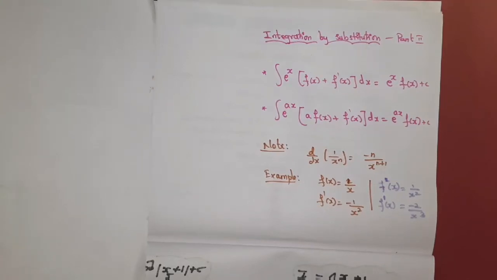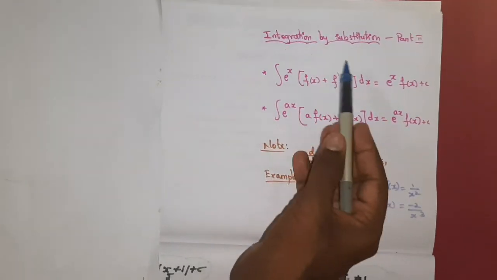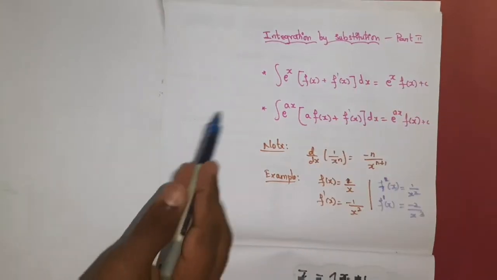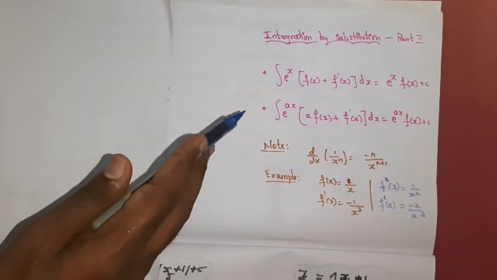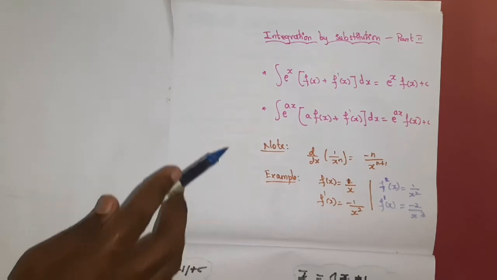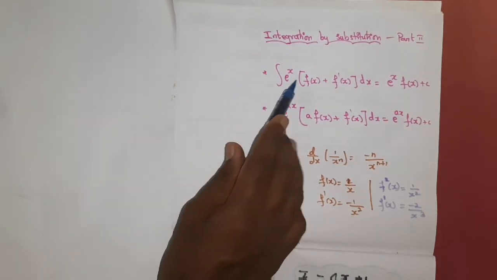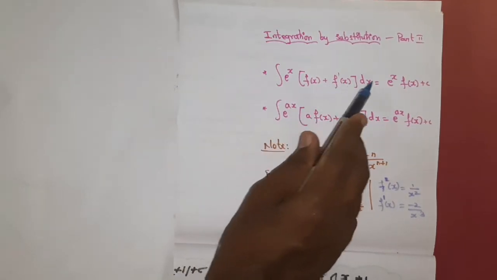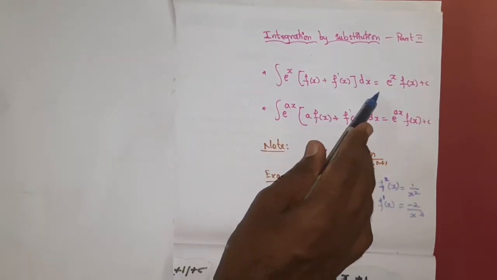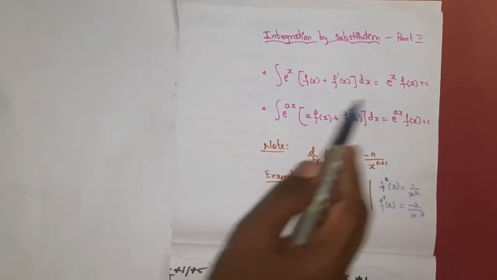Hello students, in today's session we are going to see integration by substitution part 2. So actually in this video we are going to do almost all the sums based on these two formulas. The first one is integral e^x [f(x) + f'(x)] dx is equal to e^x f(x) + c.